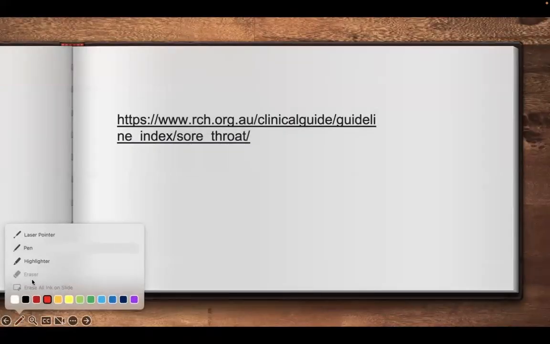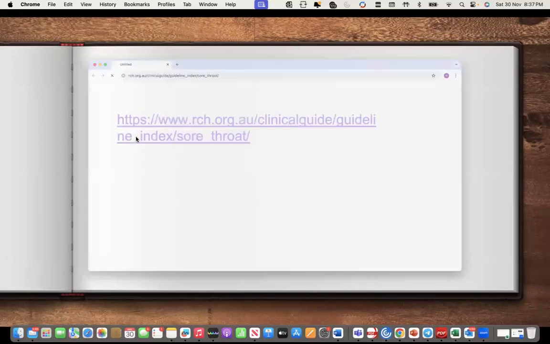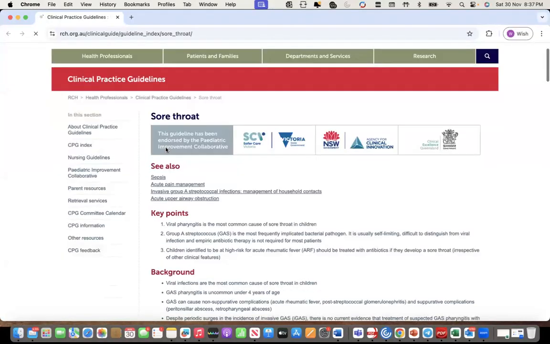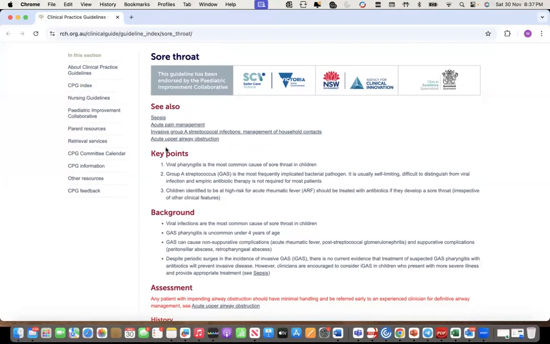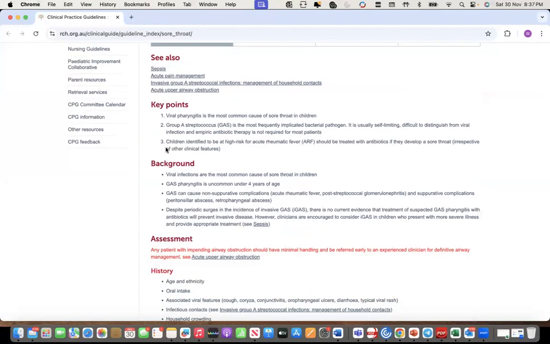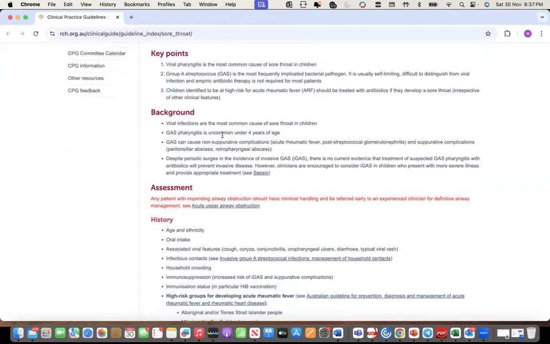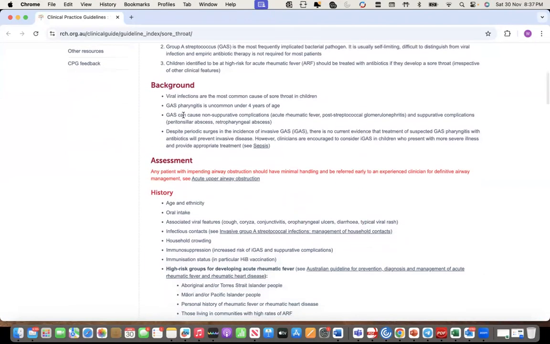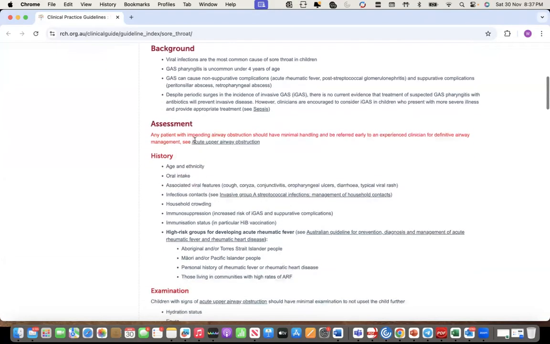So I can show you this guideline from RCH. It's for sore throat or viral pharyngitis. And when complications happen, we just wanted to look at the complications. So this is group A streptococcus pharyngitis. They can cause non-suppurative complications, which can include rheumatic fever or glomerulonephritis, and suppurative ones, of which the common one is peritonsillar abscess, also called quinsy. Retropharyngeal abscess is another complication.